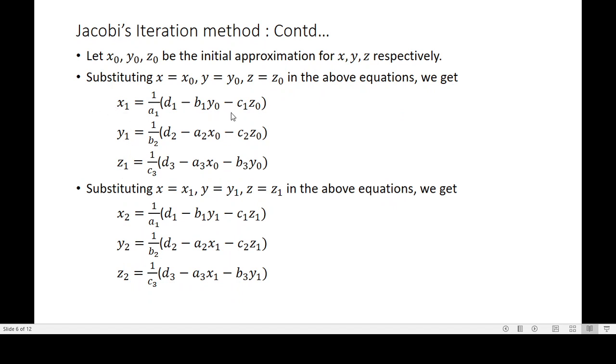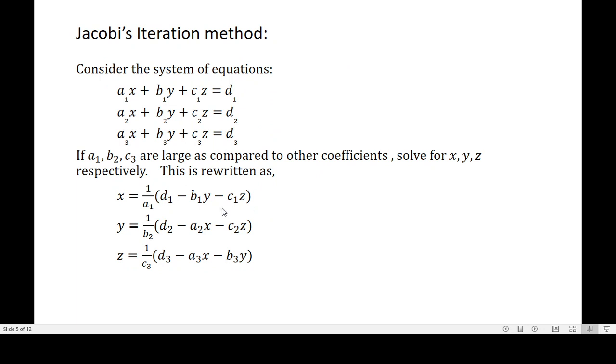We have substituted for x is equal to x0, y is equal to y0 and z is equal to z0. Okay. So x1, y1 and z1 are obtained. Now in place of x, y, z, we substitute x is equal to x1, y is equal to y1, z is equal to z1. That is, here we substitute y1, here we substitute z1, here we substitute x1, here z1, here x1 and here y1 and obtain the next iterations, that is x2, y2, z2.